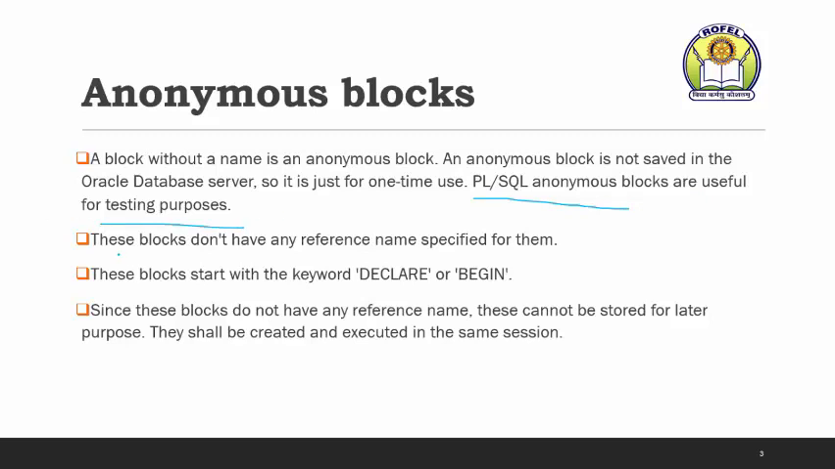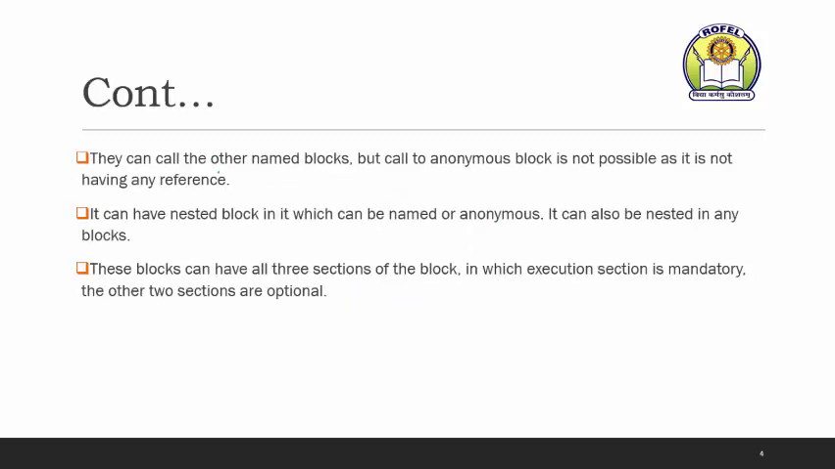These blocks do not have any name. That means you can't reference them in future. These blocks begin with declare and begin section. They do not have any reference name and therefore cannot be used in future by referencing their name. Okay. Now, there is a possibility that anonymous blocks may call a named block. But a call to an anonymous block is never possible.